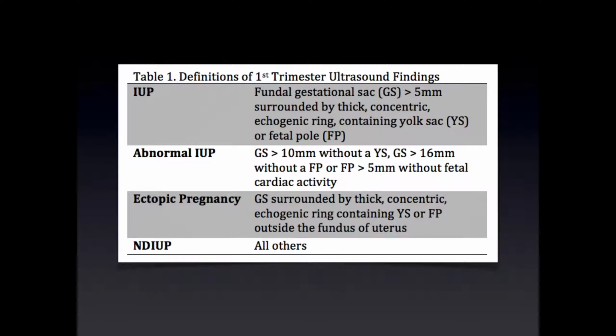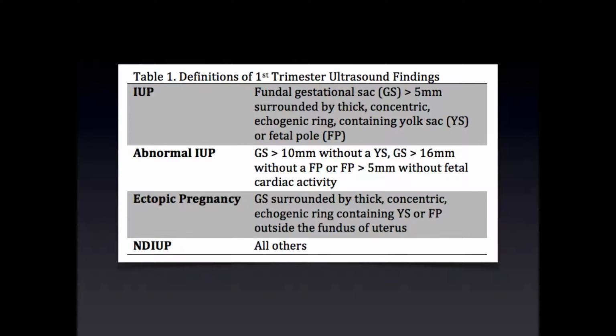An intrauterine pregnancy is defined as a fundal gestational sac over 5 millimeters surrounded by a thick concentric echogenic ring containing a yolk sac or fetal pole. So by this definition, we cannot call a reliable intrauterine pregnancy unless a yolk sac is clearly visualized. Please keep this in mind.